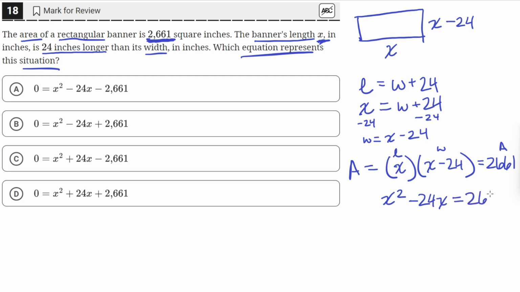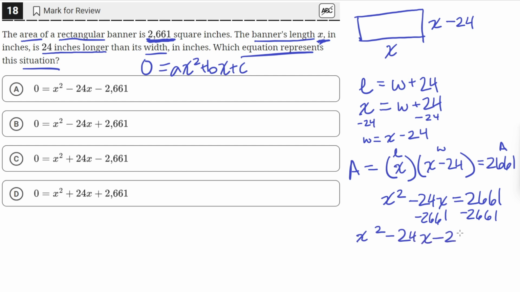equals 2,661. And if you look at the answer choices here, we see that they wrote the equation in standard form. The format they used was ax squared plus bx plus c equals 0. So they moved all the terms to one side, and we can do that as well. We can just move the 2,661 to the other side. So now we'll get x squared minus 24x minus 2,661 equals 0.